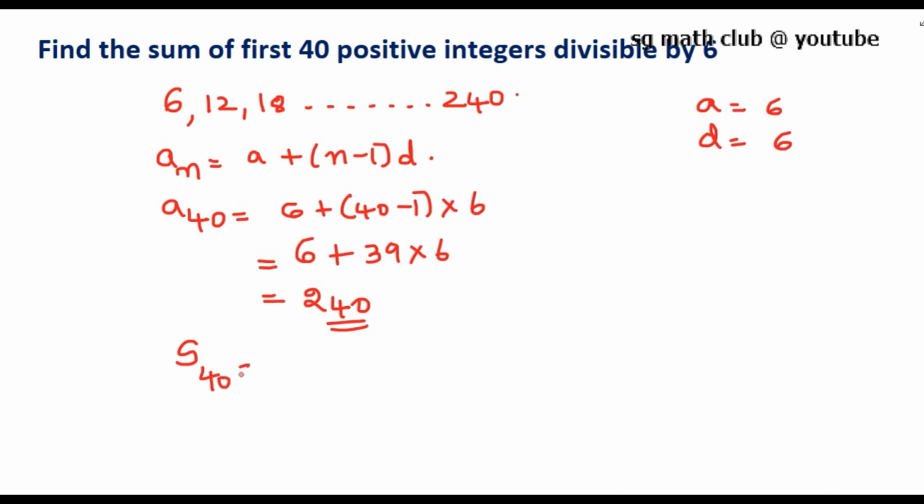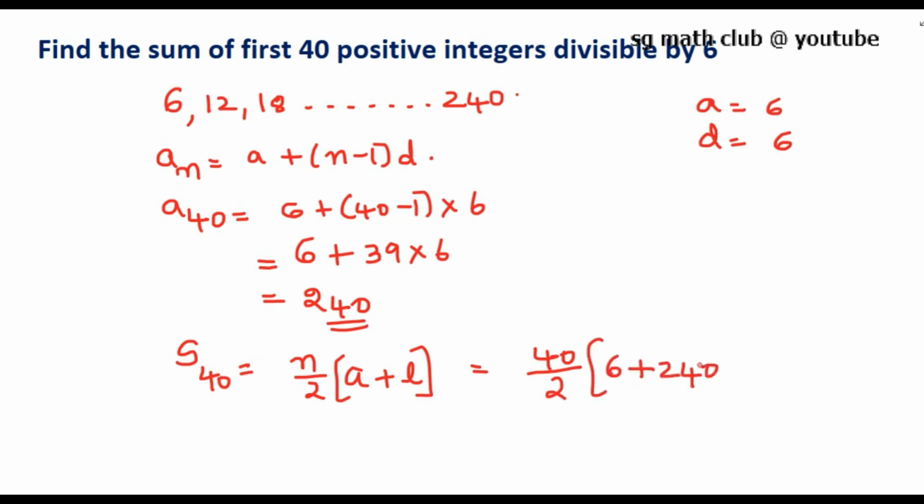S40 is equal to, we can use the formula n by 2 into first term plus last term. n is 40 because the first 40 positive integers they have asked. First term is 6 and last term is 240. So 20 into 246, which is equal to 4920.